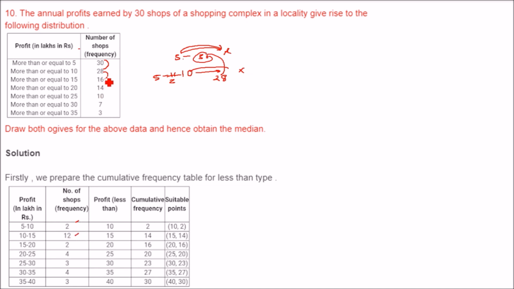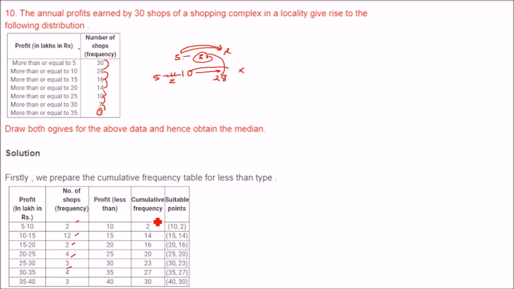30 minus 28, 2, then 28 minus 16, that is 12, and then 16 minus 14, which is 2, 14 minus 10, that is 4, and 10 minus 7, that is 3, and then 3 we already have. And then for 35 to 40, 7 minus 3 is 4, and then finally we have 30. We'll keep this as the next one, 35 to 40.